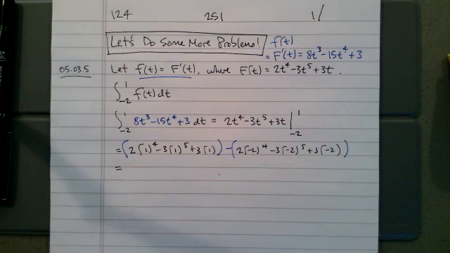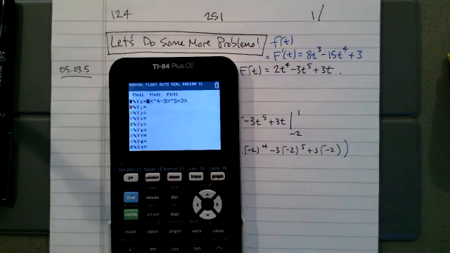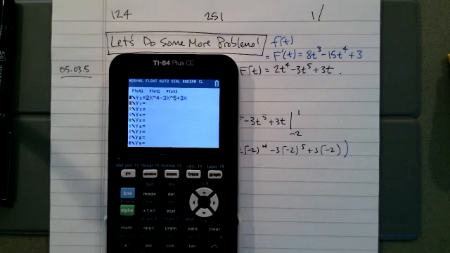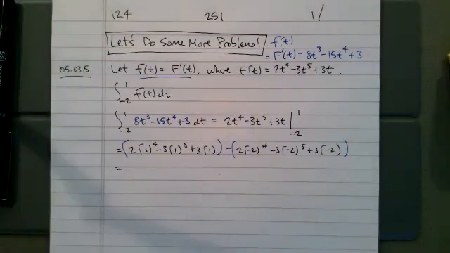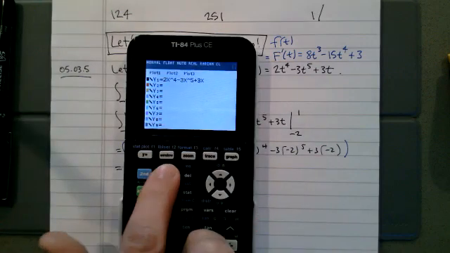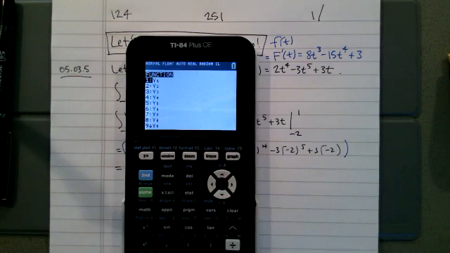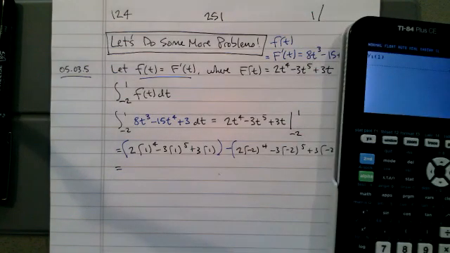I have this function on my calculating machine. I just entered in this function because I didn't want to type all this out. So I just go into the variables, the y variables, the function y1, and evaluate the function at 1. That gives me a 2.